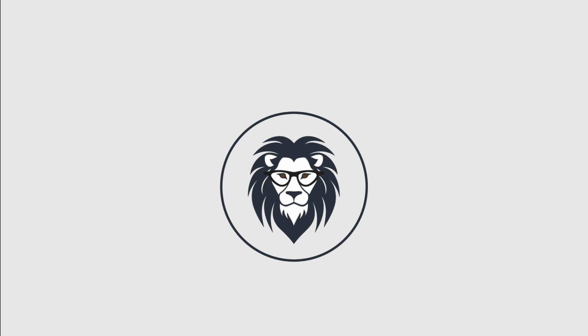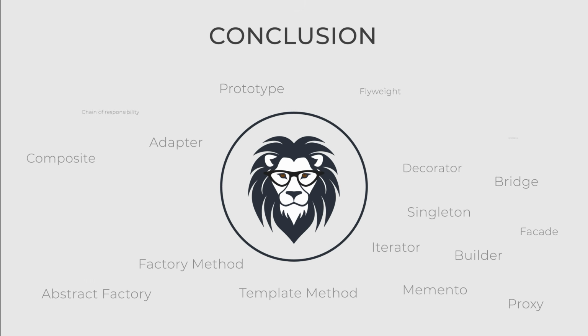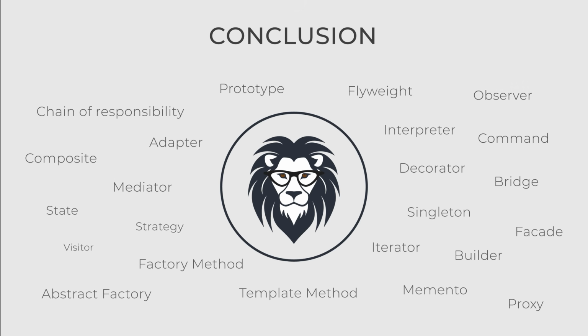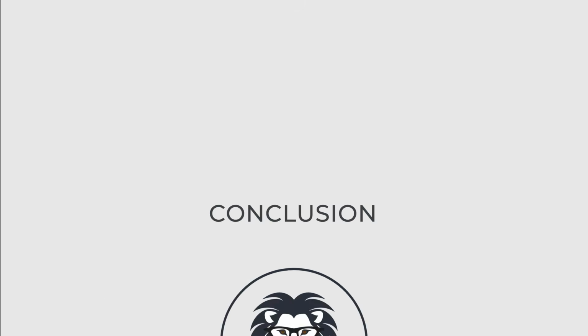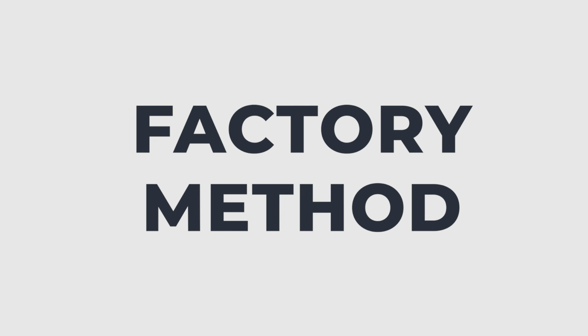In conclusion, design patterns are your secret weapon in software development. They offer elegant solutions to common problems, making your code more stable and maintainable. Whether building a small application or a complex system, the patterns are your trusted allies. Part 1. Creational patterns. Factory method.